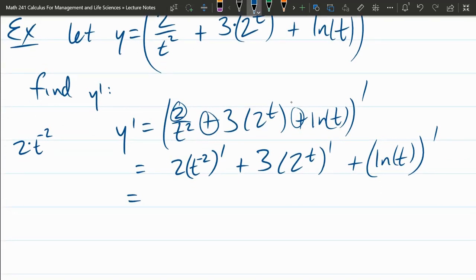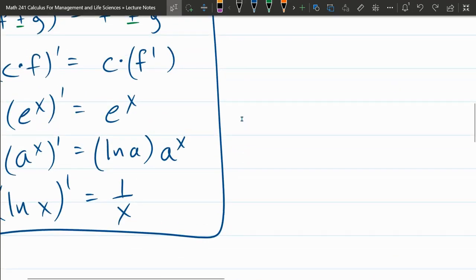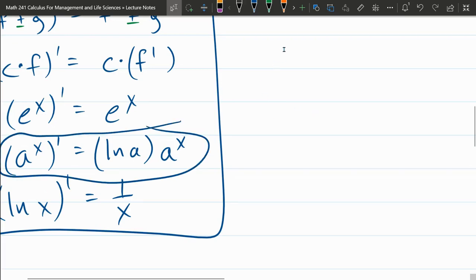First one, you saw before, this is just the power rule. Bring that negative 2 in front as coefficient times t, drop the power by 1, it's negative 3. Next up, this is not the power rule. It looks like it, but it's not the power rule. This is an exponential function. This is what we have here, and our a, I believe, is 2.